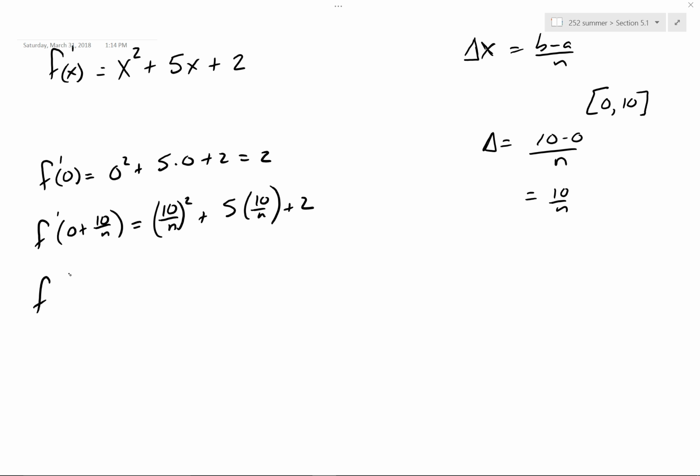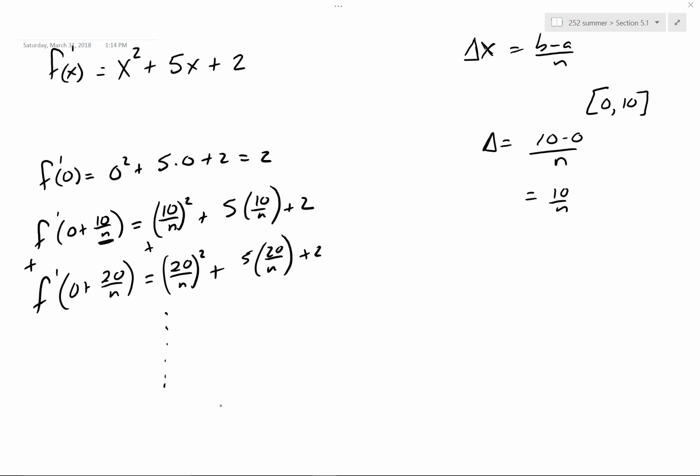And what if I did f prime of 0 plus one of these plus 2 of those? In other words, it's going to be 20 over n. In other words, I just have this guy and I added another delta x. I get 20 over n squared plus 5 times 20 over n plus 2. And on and on and on it goes, yes? If I kept doing this. Okay, well, what do you want me to do? Well, what if I summed this all up? And I summed this whole side up.